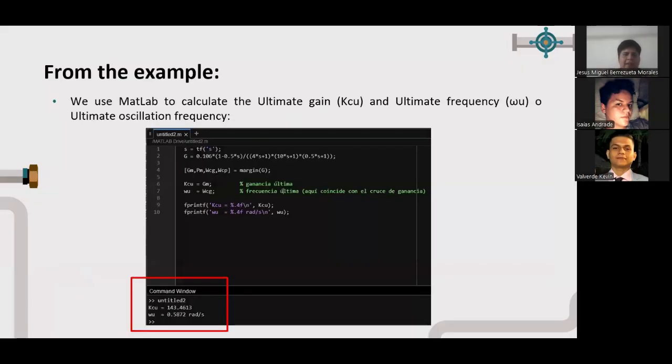To apply Ziegler-Nichols closed loop tuning, we first need to determine the ultimate gain, Kcu, and the ultimate frequency, Wu. In MATLAB, we use the command margin(G), where G is the transfer function of the plant. The results were an ultimate gain of approximately 143.46 and an ultimate frequency of 0.587 radians per second. This value represents the point where the system under proportional control reaches sustained oscillations.